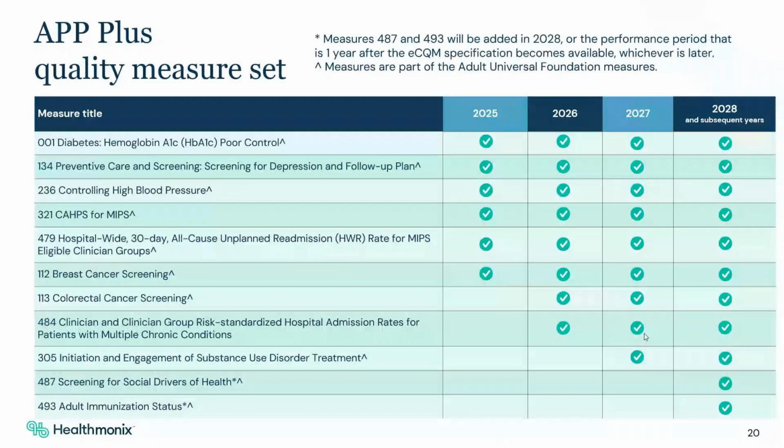Here's just a graph of what it looks like for each one of the measures and what they are adding on. In 2025, you could see 6, and then it moves to 8, 9, and then finally 11, and that's going to match up against the adult universal foundation measures. You can see measure 484 was included in 2024 reporting, and then in 2025 they took it out because it's not part of the adult universal foundation measure. And then they're adding it back in 2026 as they move forward. So you can see that they have a streamlined approach to what they want to do here.